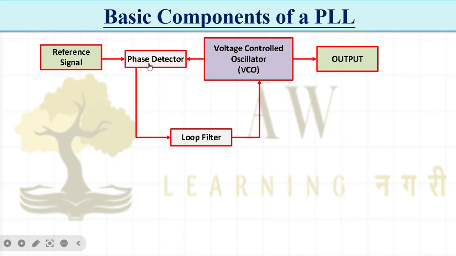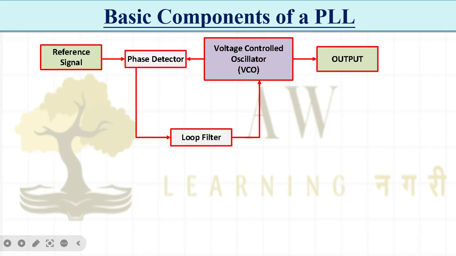Now where is it going? It is going to the phase detector. The phase detector will detect the phases, then pass the result through the low pass filter. The loop filter is basically a low pass filter, and it filters out the higher frequencies. Then the signal goes to the voltage control oscillator. It is a very important thing, and we call it the VCO.